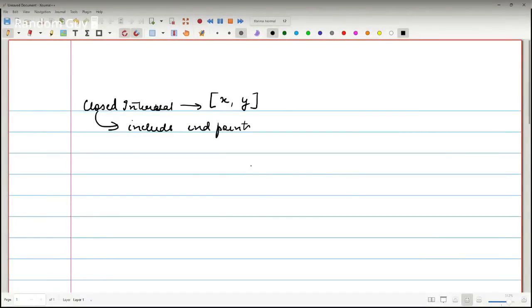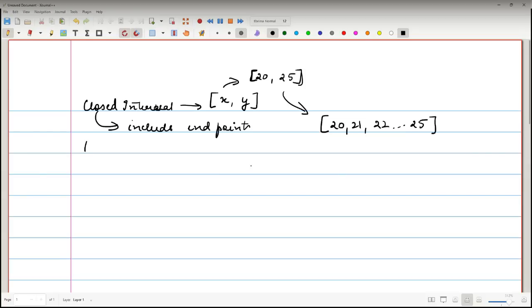Include the endpoints means, let's say, I want to find all the numbers between 20 and 25. List down all the numbers between 20 and 25. So if we give it like this, that is the square bracket and the closed interval, we mean that the list will be like this: 20, 21, 22, and so on till 25.